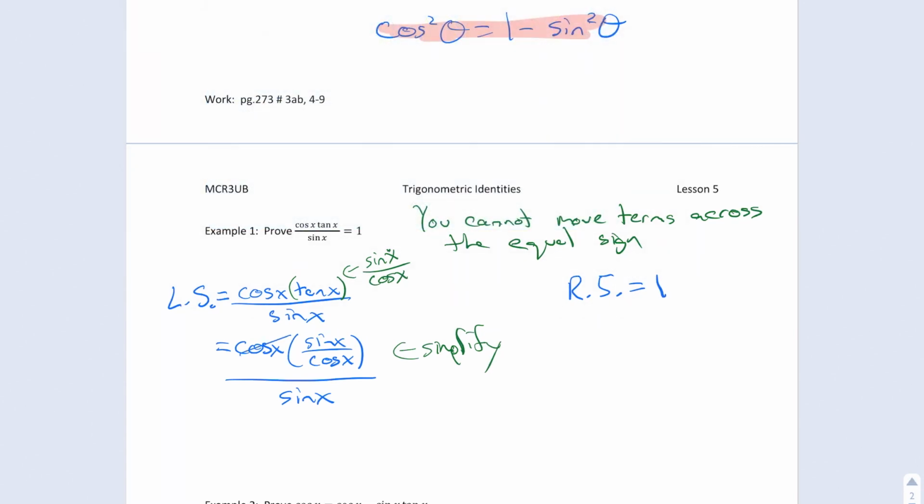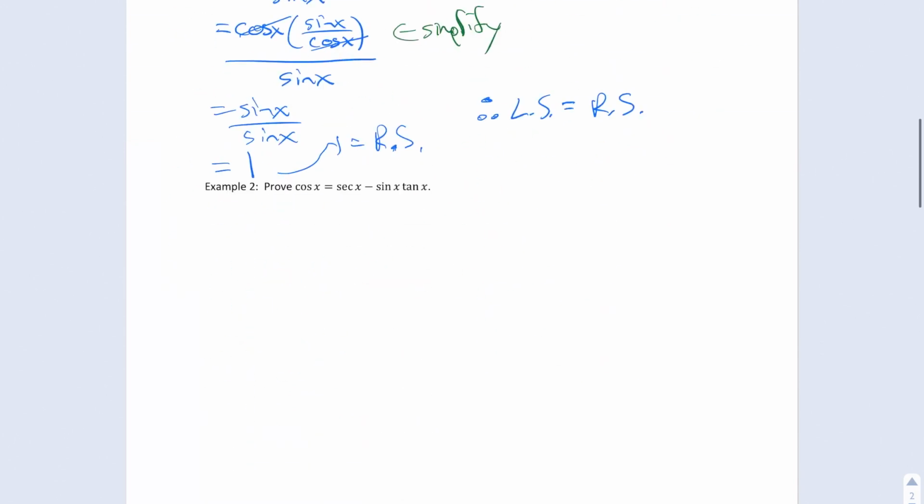So in this case, I've got cos and a divided by cos, so I end up with just sine over sine, which in fact is equal to 1. And so what we've done is shown that this is equal to the right side because the right side was 1. So therefore I'd state left side equals right side. And we're done. We've proven that original statement cos x tan x over sine x is in fact equal to 1 by using, in this case, just the quotient identity.